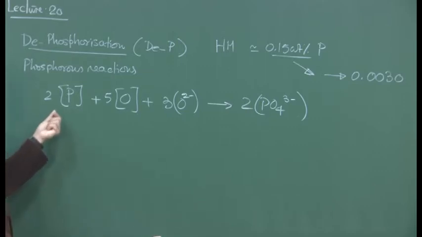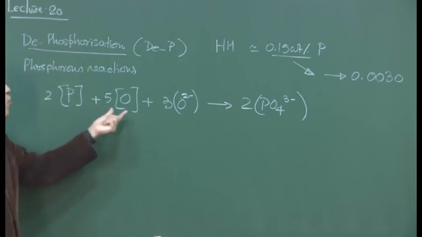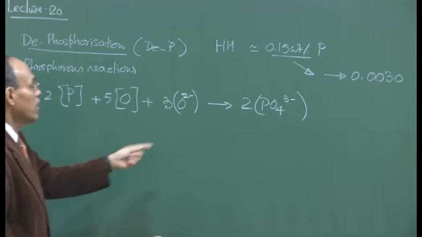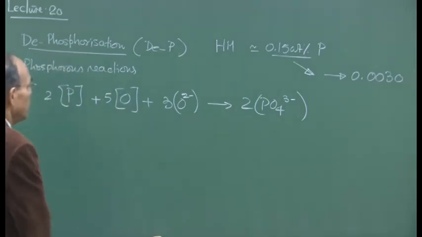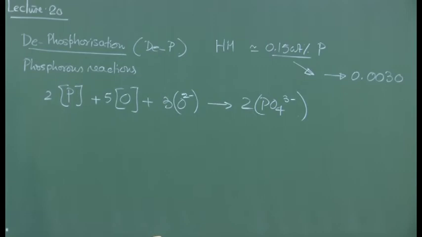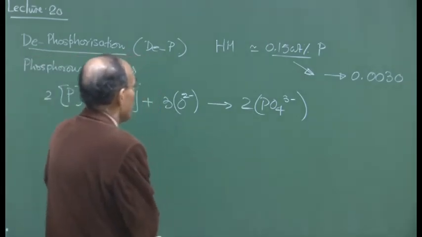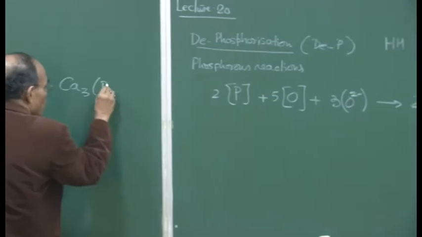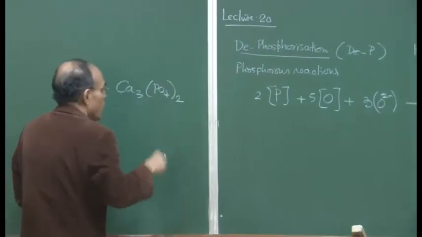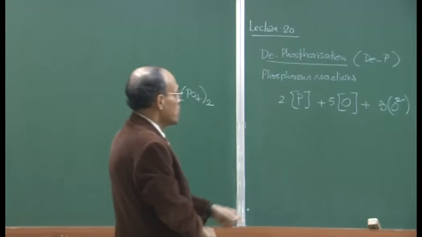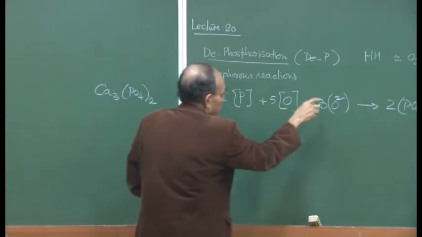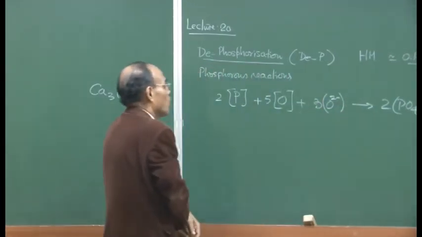In molecular form, one writes typically phosphorus plus oxygen plus calcium oxide giving calcium phosphate, Ca3(PO4)2, if you write calcium oxide here. So we write phosphorus plus oxygen plus calcium oxide is equal to calcium phosphate in molecular form.